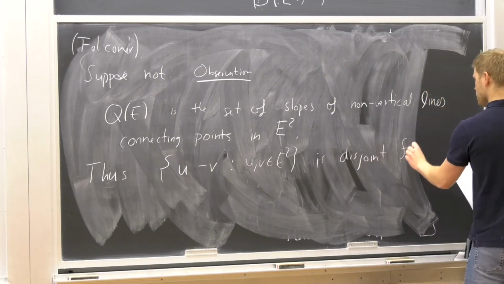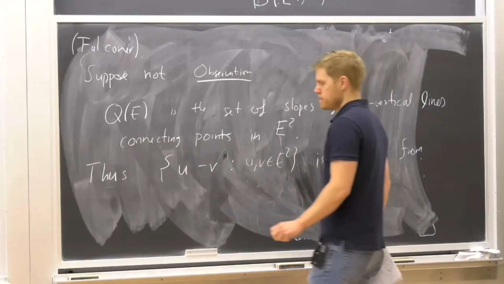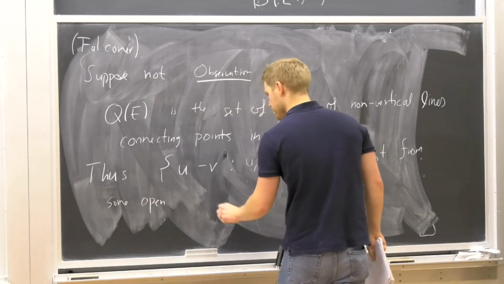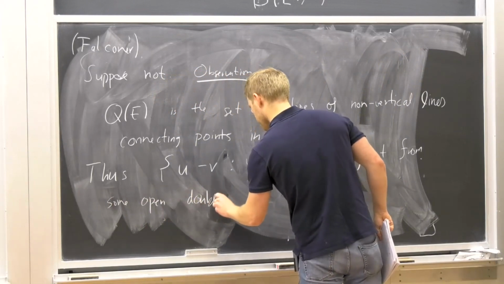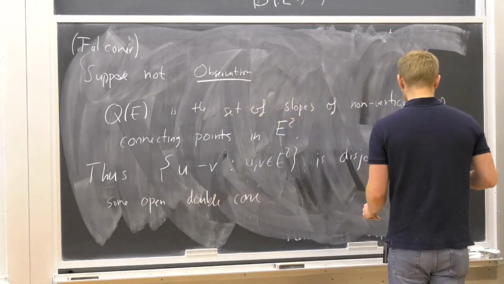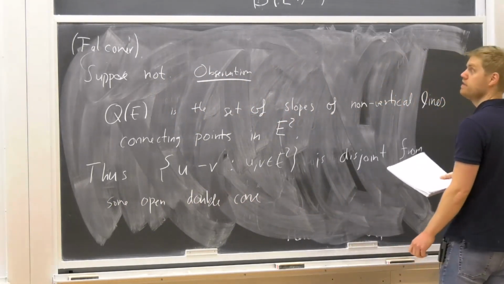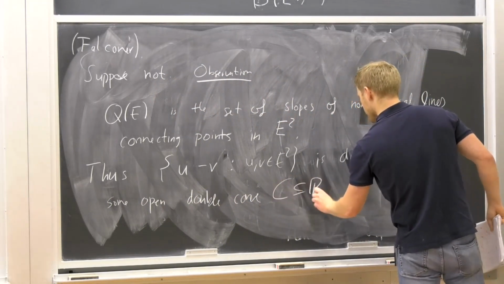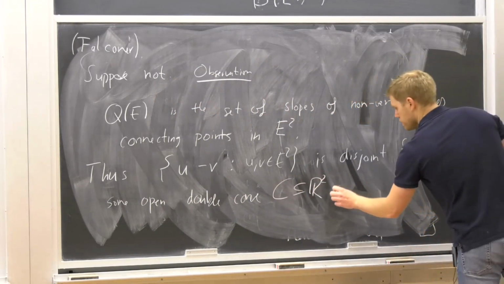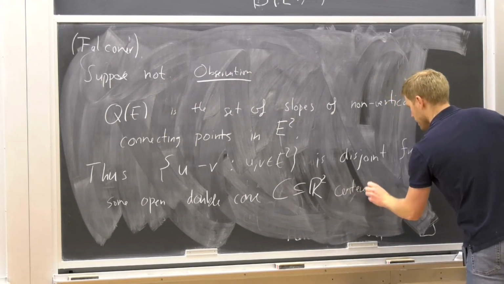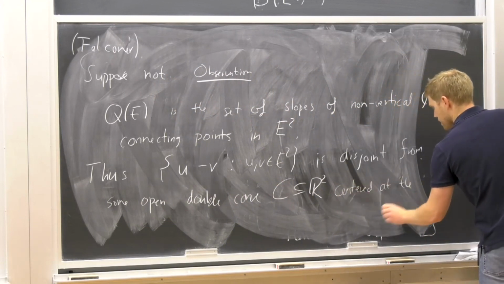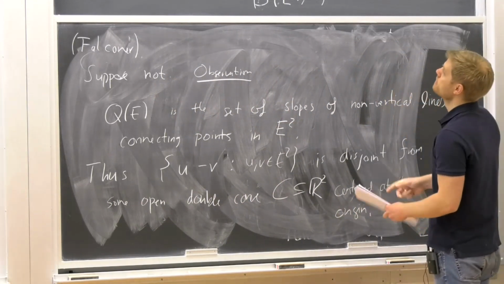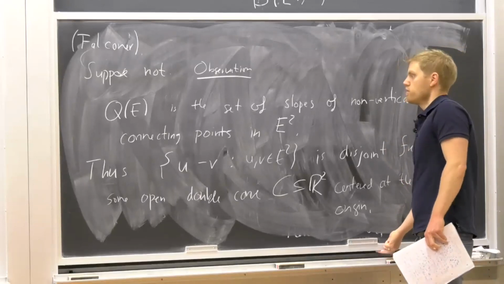from some open double cone, let's call it C, I said C, but C I'm using already, centered at the origin. Okay, so let me move this up and then I draw a picture down here.